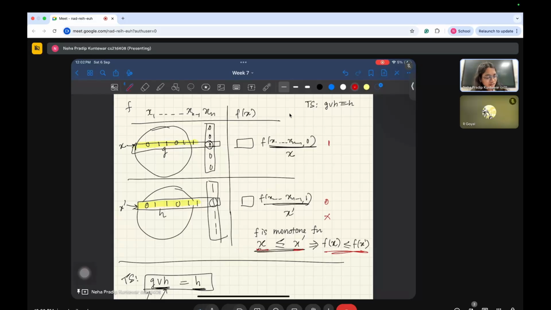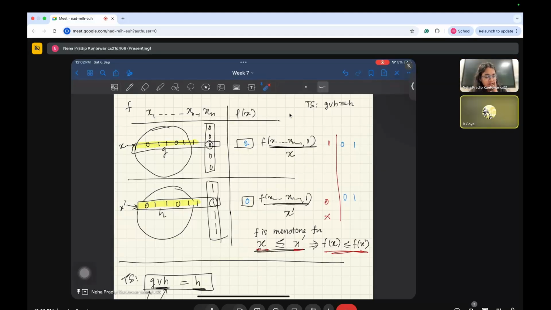So what are the valid options? It could be 0 0 or 1 1. By 0 0 I mean this is computing a 0 and this is computing a 0. That is a valid possibility. Or this is computing a 0 but this is computing a 1, or both are computing 1. All of them are possible.